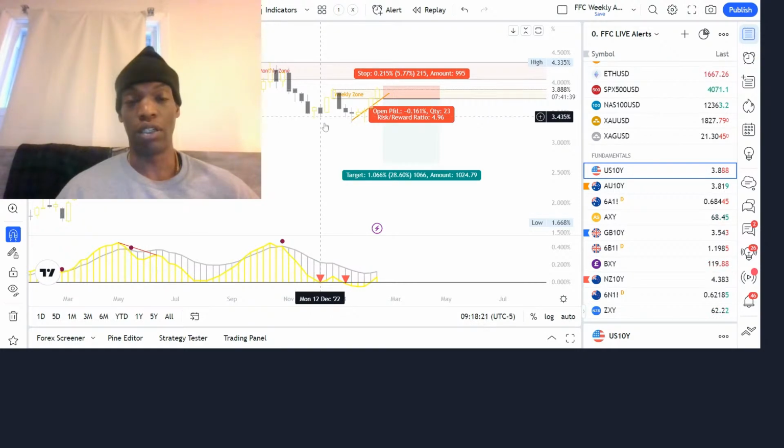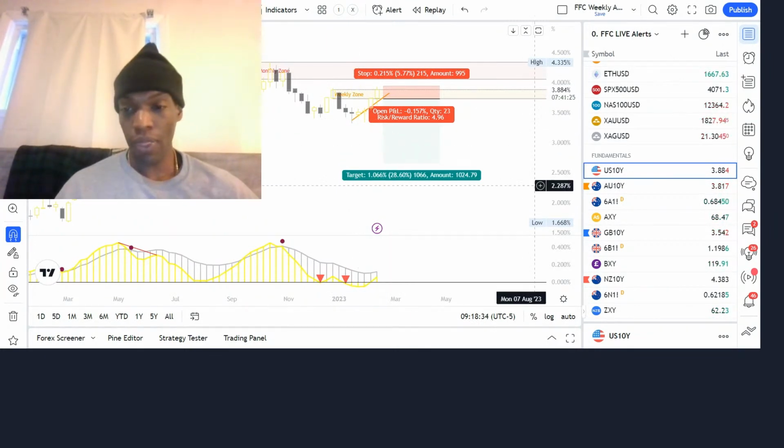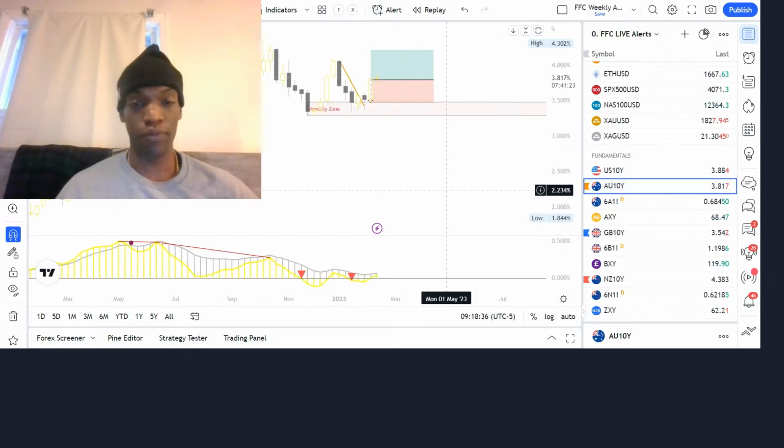It's not a divergence signal that would give us an indication that price would go higher, such as if it would have created a higher low instead of a lower low. So this lower low is letting me know that it's possible that's going to fall. All right, so that's the US 10-year.